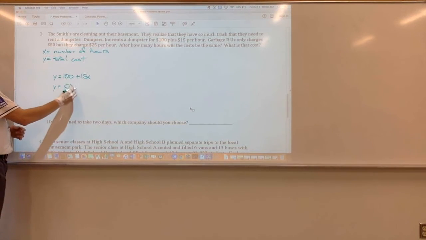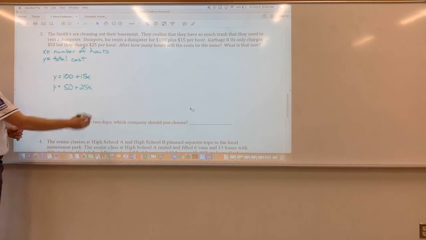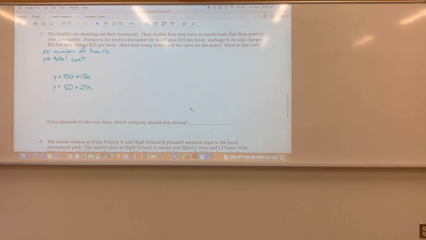So then, how would I express the amount that Garbage R Us charges for their dumpster? 50 plus 25x. What if I just did the 25 and plugged in 1, 2, 3, 4, 5, until I get a number, and then did 15 times the same numbers, and whenever they match I know that's the same? Yeah, that would work.